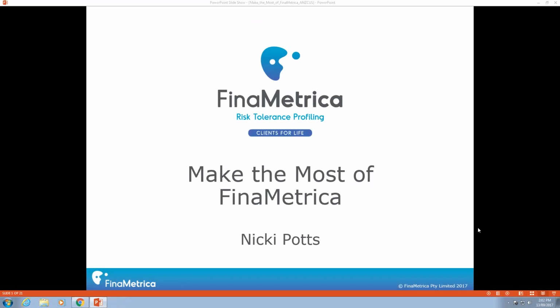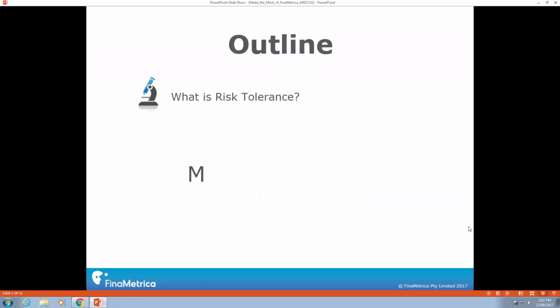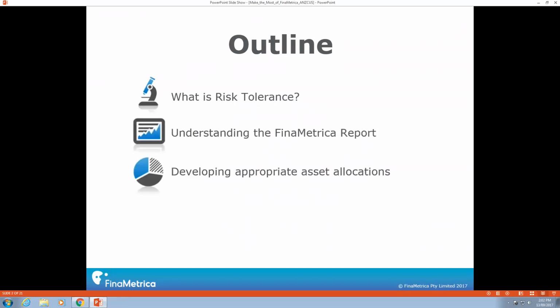So this session will cover, the first part is, what is risk tolerance? It's a quick introduction to risk tolerance and FinaMetrica for those who are new to FinaMetrica. Then we're going to look at the risk tolerance report in detail and applying the results of the report when developing appropriate asset allocation. And finally, we're going to jump into managing clients' expectations in regards to risk and return.